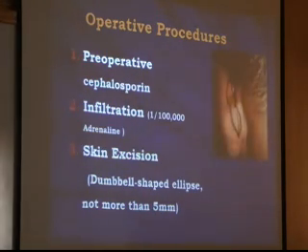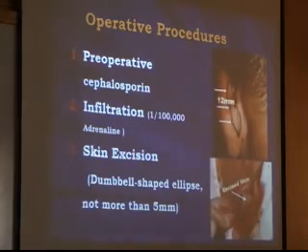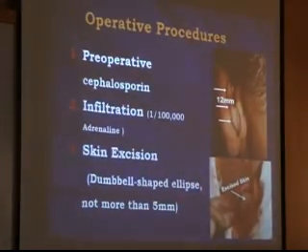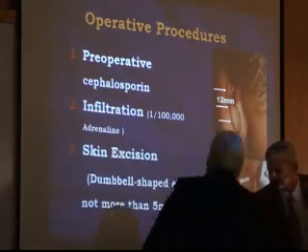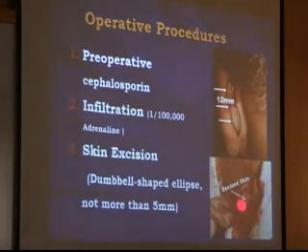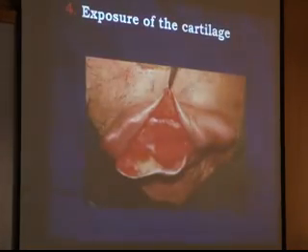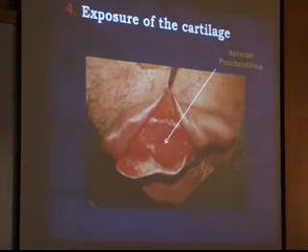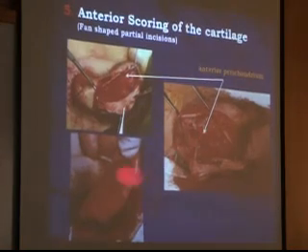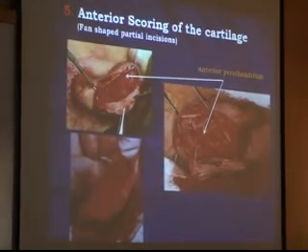Preoperative antibiotics, infiltration with adrenaline, skin excision in a dumbbell shape. And this is the excised skin. This is an intraoperative view exposing the cartilage. And this is the anterior perichondrium. And this is the scored cartilage, anterior scoring of the cartilage from the anterior aspect.